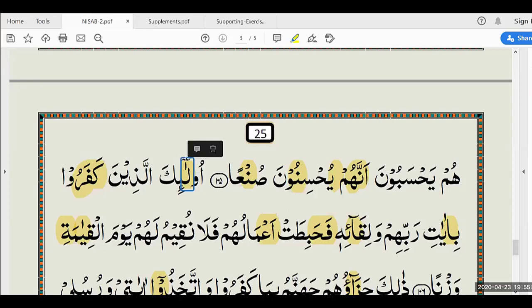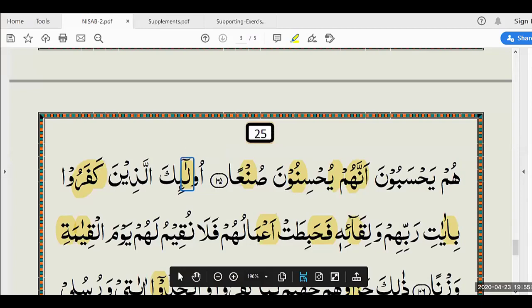saghir or munfasil for 3 seconds, and we have vertical fatha as well. So 3 plus 2 is 5 seconds. So you have to prolong it for 5 seconds. أولئك الذين, like that.